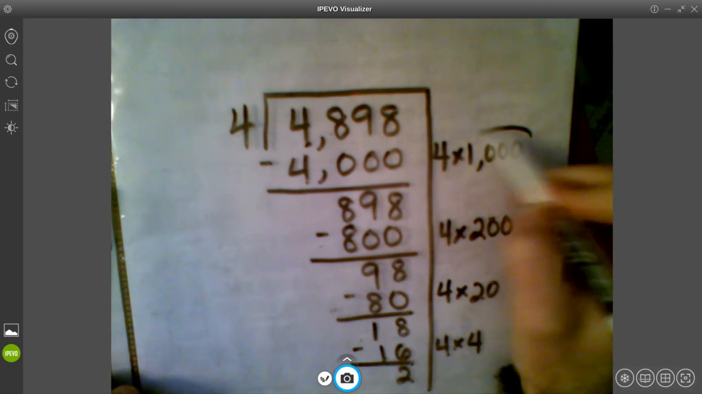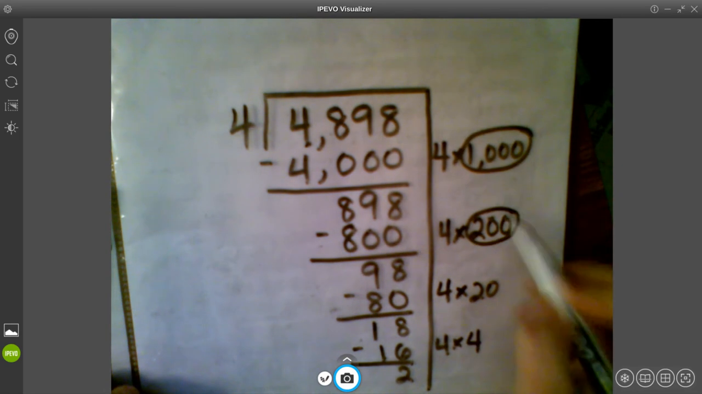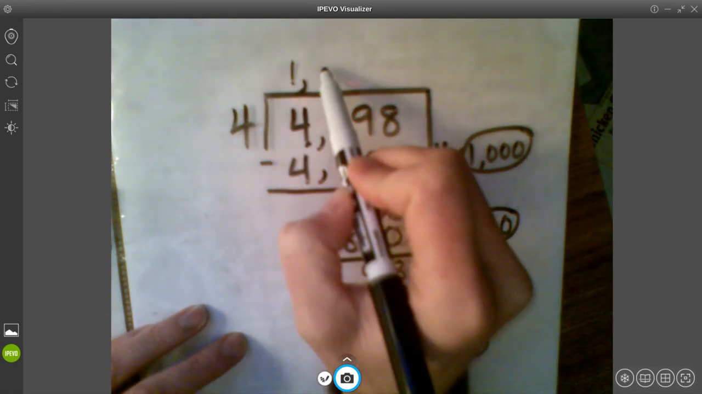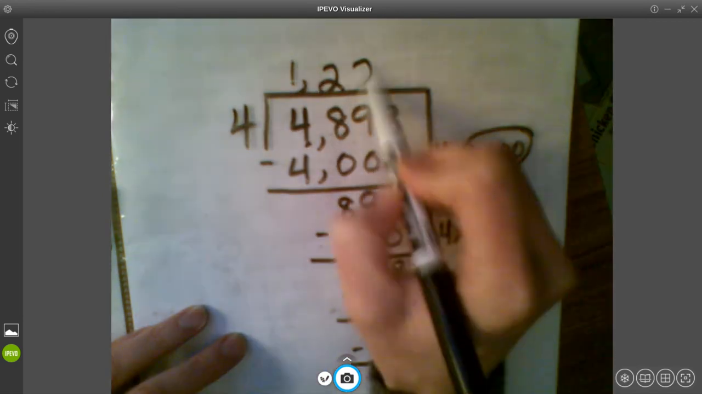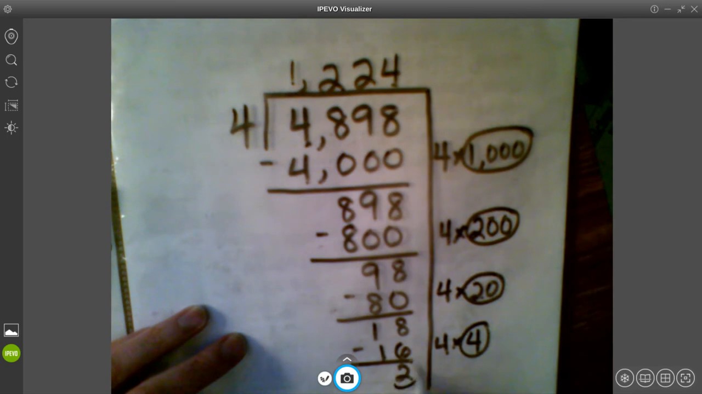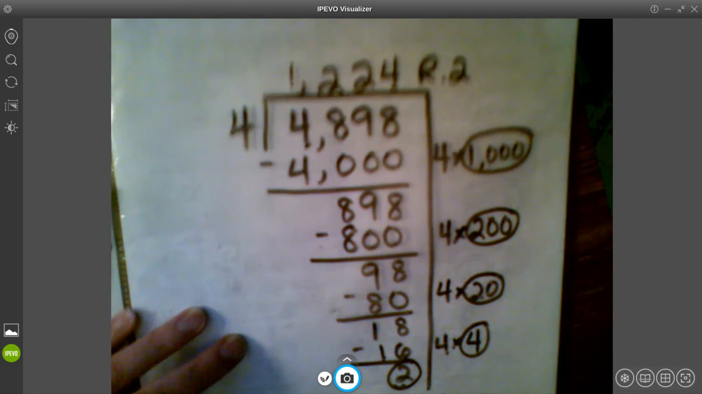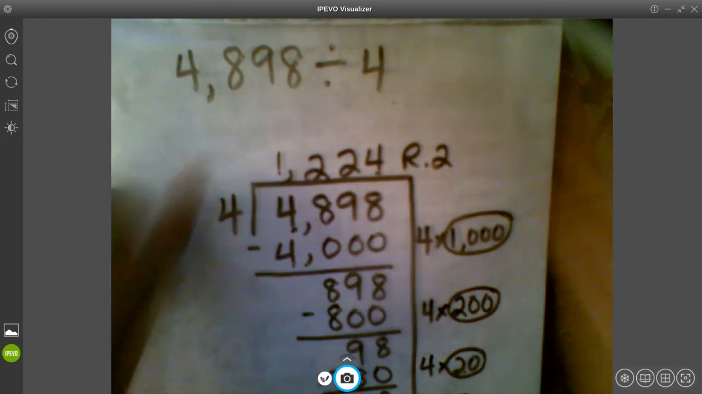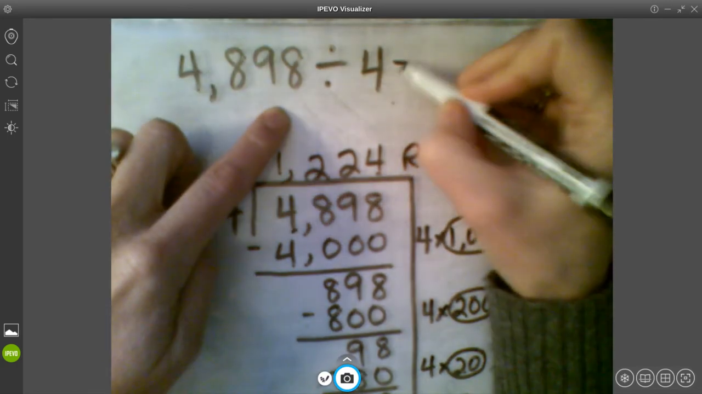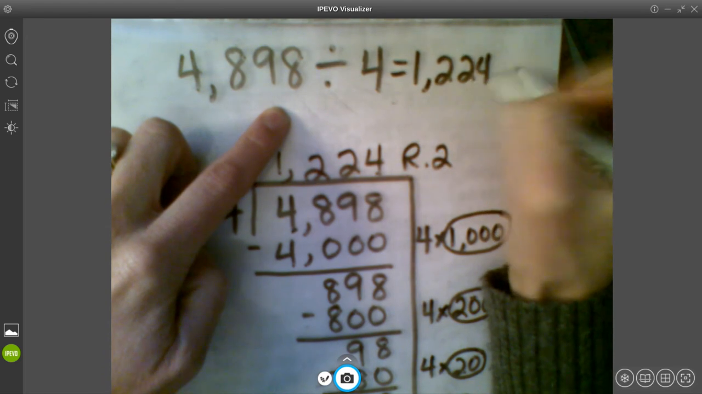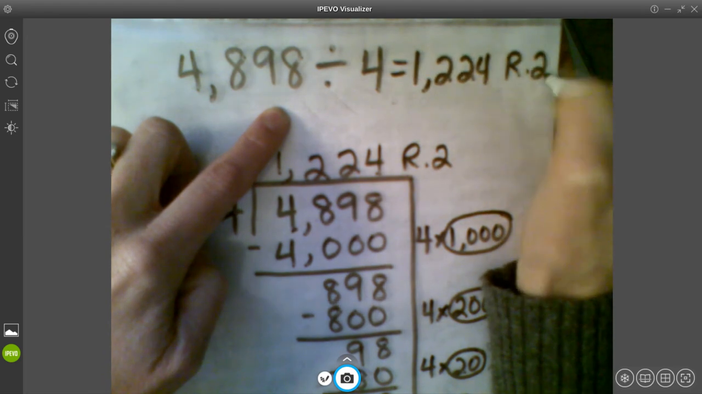Okay, let's add up our parts here. We have 1,224. And don't forget about our remainder. Remainder 2. So we can say that 4,898 divided by 4 equals 1,224, remainder 2.